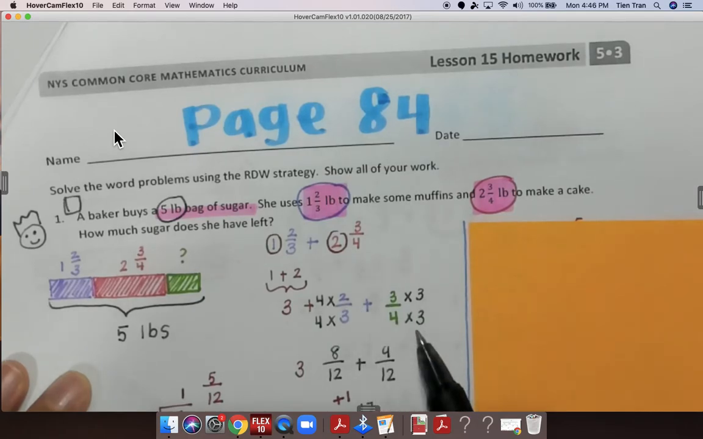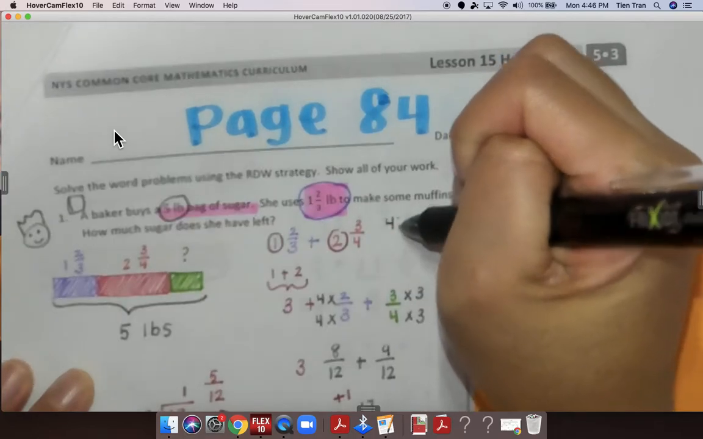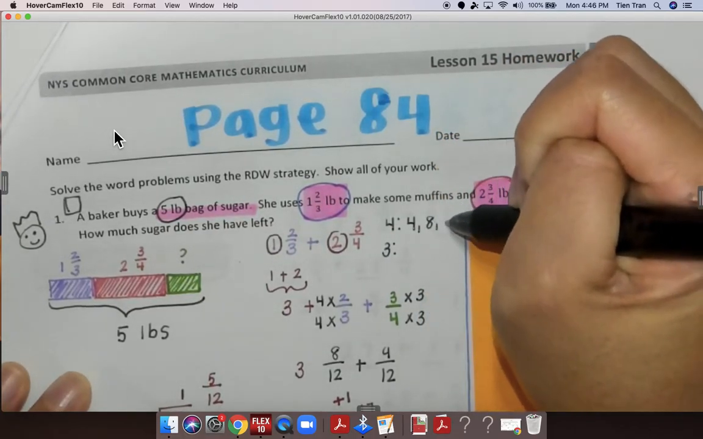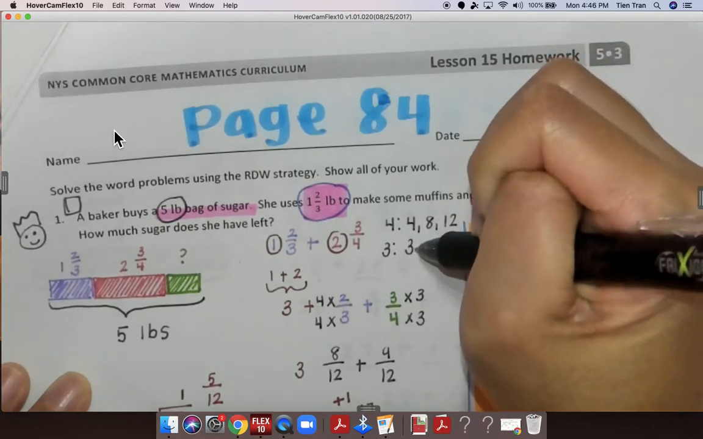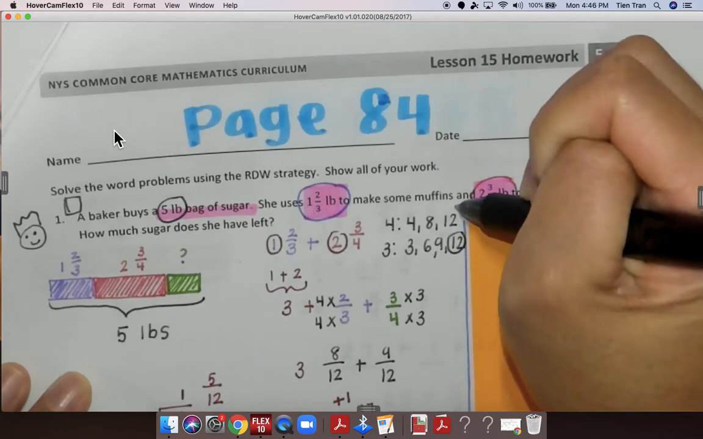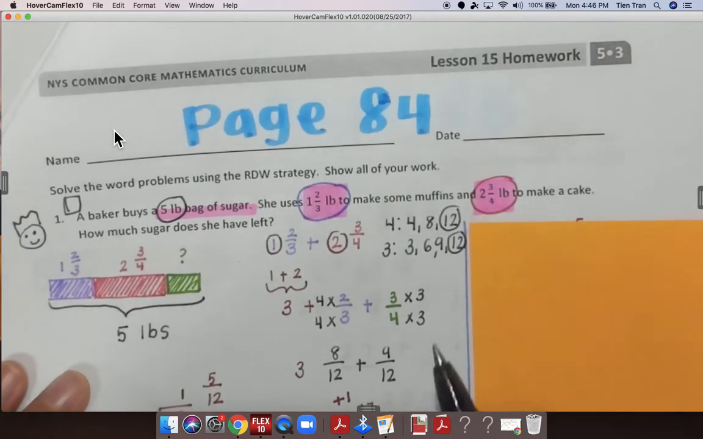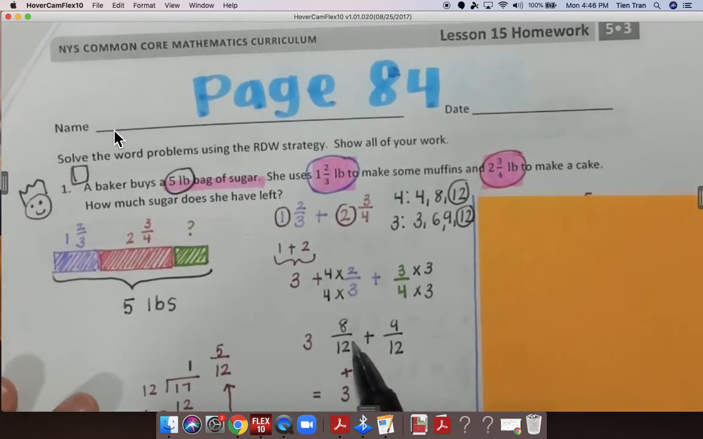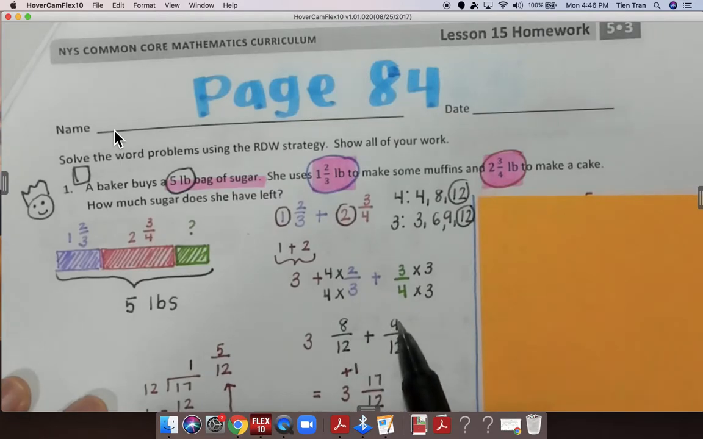2/3 and 3/4. Okay? Now I need to figure out what is the common denominator for 4 and for 3. For 4, I have 4, 8, 12. For 3, I have 3, 6, 9, and 12. So 12 is my common denominator. I multiply times 4 because 3 times 4 is equal to 12. On this side, I'm multiplying times 3 because 4 times 3 is equal to 12. So here I have 8 twelfths plus 9 twelfths.